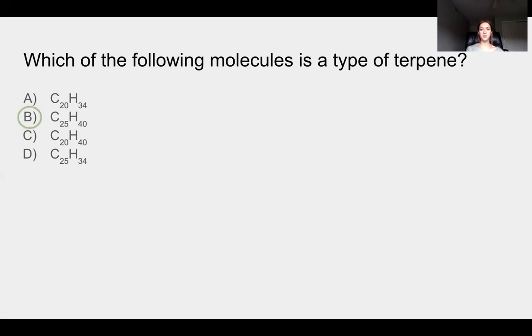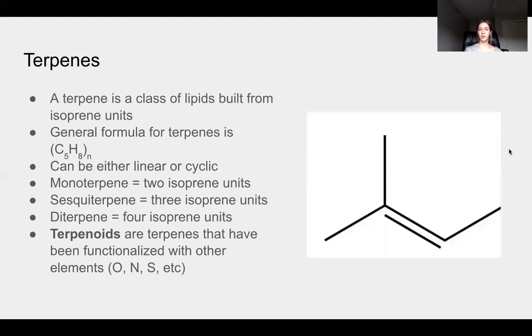C25H40. So you just need to know the empirical formula for a terpene, which I'll go over now. A terpene is this structure shown on the right here. So the general formula is C5H8. Any multiple of that will be a terpene. This unit on the right here is an isoprene unit. Sorry, I think I called it a terpene. But anyways, our formula for terpenes is C5H8.